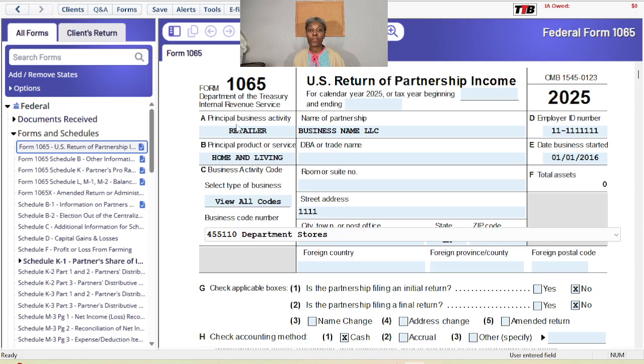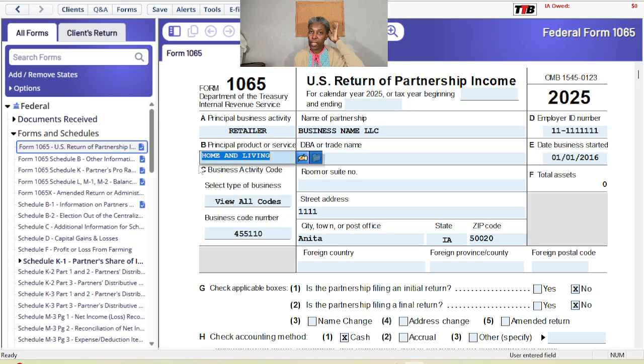Section A will ask for your principal business activity. So if you are a manufacturer, let's say in our case, we sew to sell. So therefore, we are manufacturing a product but selling it to end users. So therefore, we are retailers. So here we are going to put retailers. If you provide a service, then you will put your principal business activity there.